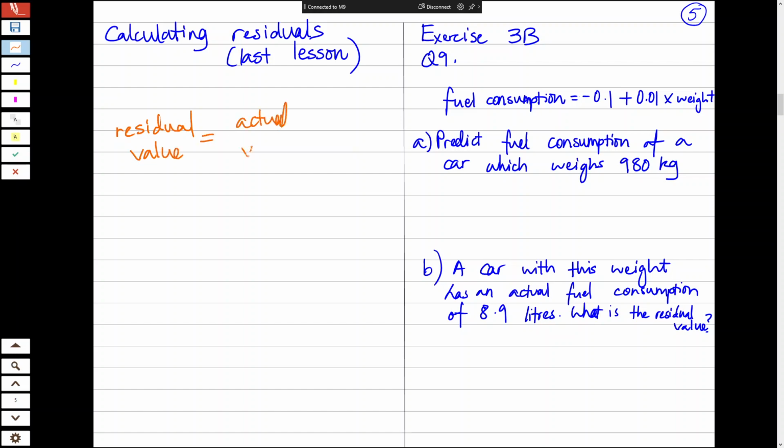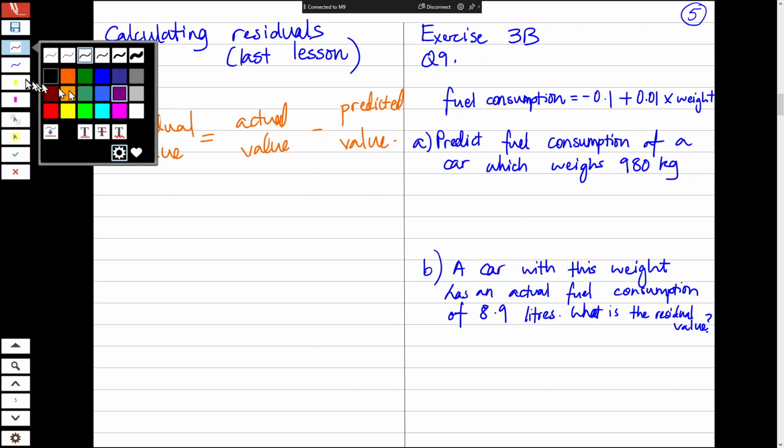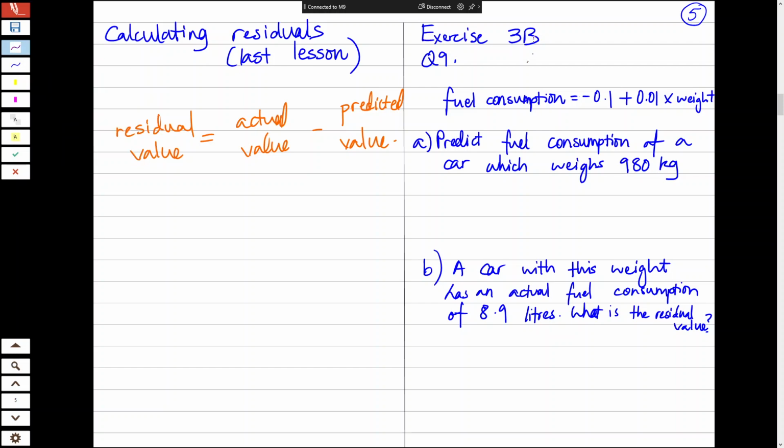All right, so this is actually just revision from last Friday, but there are a few questions that asked you to calculate the residual. So I wanted to go over this today anyway, so it's good that we've got a question to do this with. So we've got another regression equation. We've got some data, we turned it into y equals a plus bx.